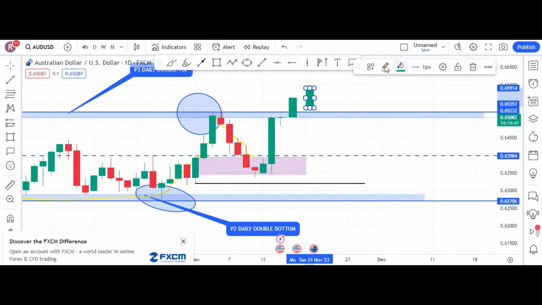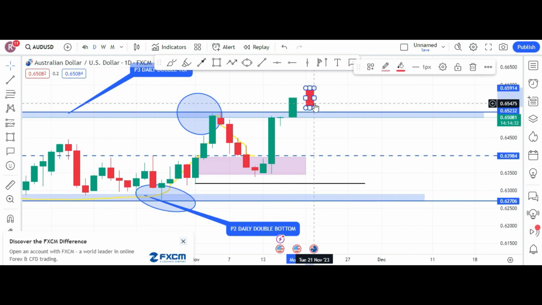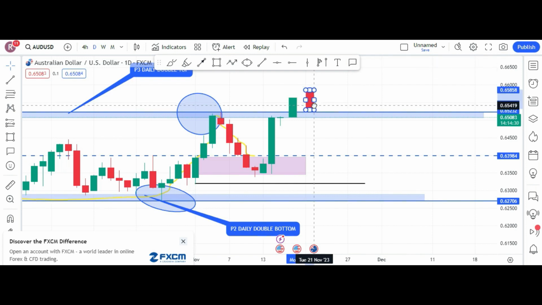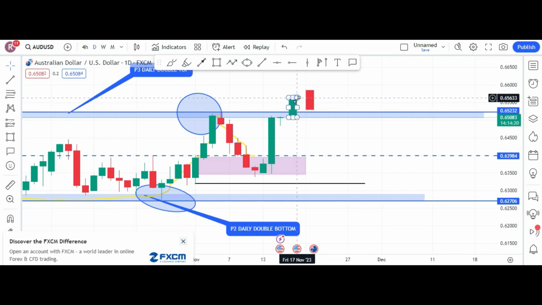The red candle has to be here. Let me make it red. The red candle has to be here, and this red candle must not break this blue line. And this is called a retest. Once this retest is done, I repeat, once this retest is done, then you can go for long. This is on the upside.